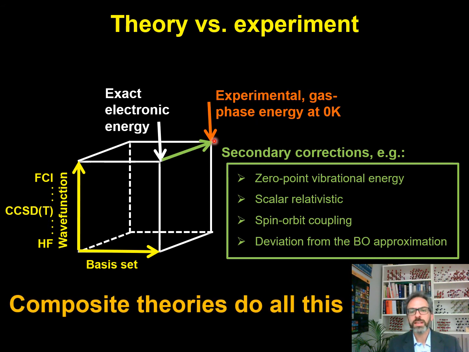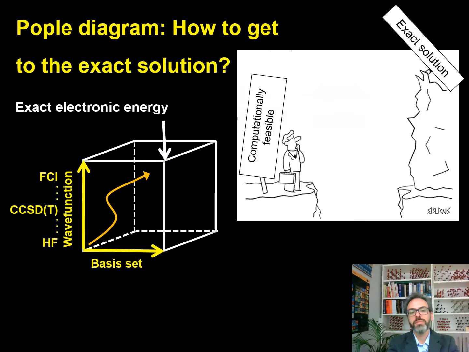Now, the point of this slide is that composite ab initio methods can do all of this. So they are methods that were specifically designed to calculate all of these steps with a high level of accuracy and to obtain accurate energies that we can directly compare with experiment.